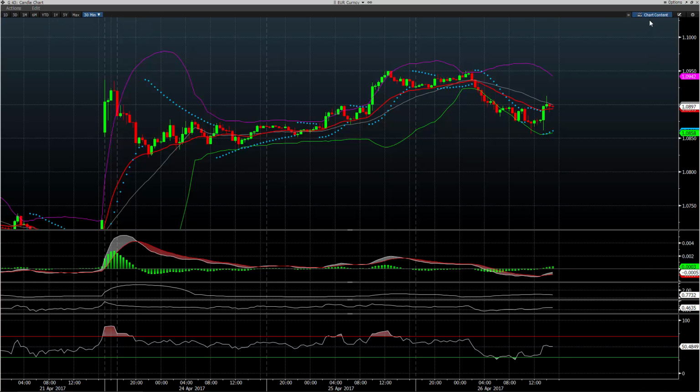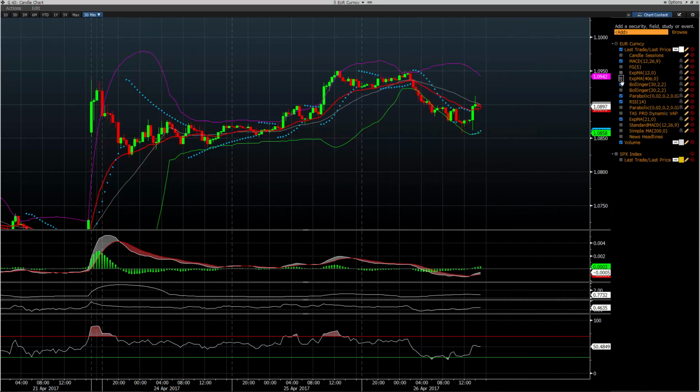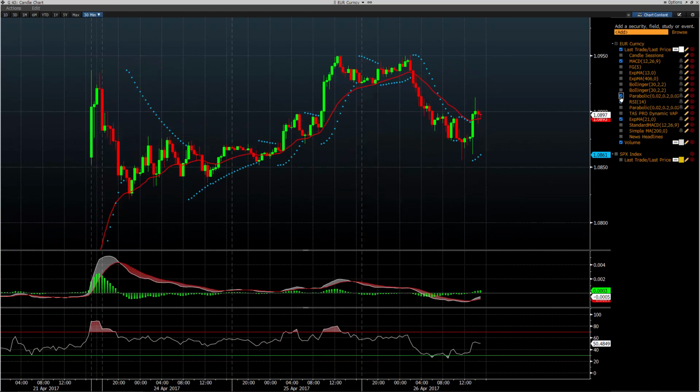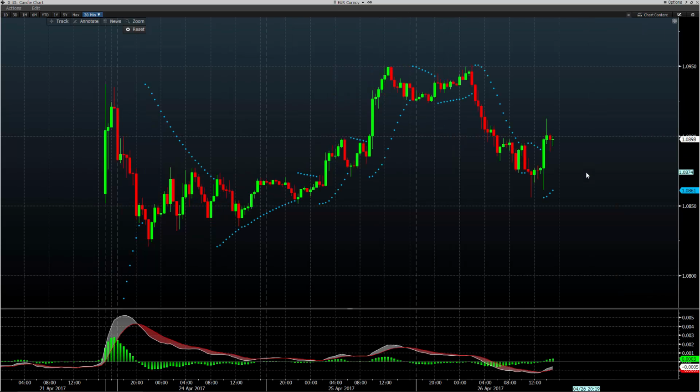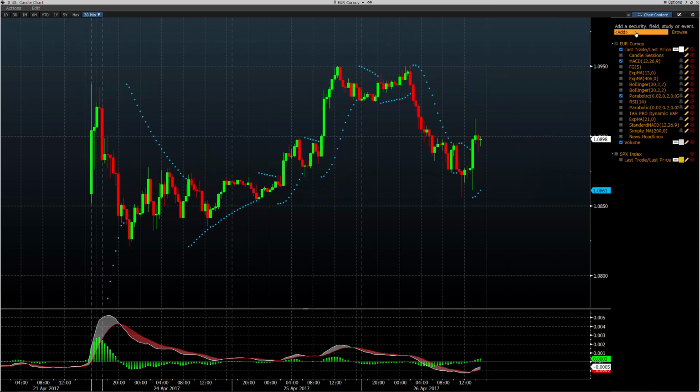So here's what I'm going to take off. I'm going to take off the Bollinger Bands. I'm going to take off the parabolics. I'm going to take off the RSI. I'm going to take off the moving average. And the screen's going to look a little bit different. I don't think our parabolics came off there. It's going to look a little different.